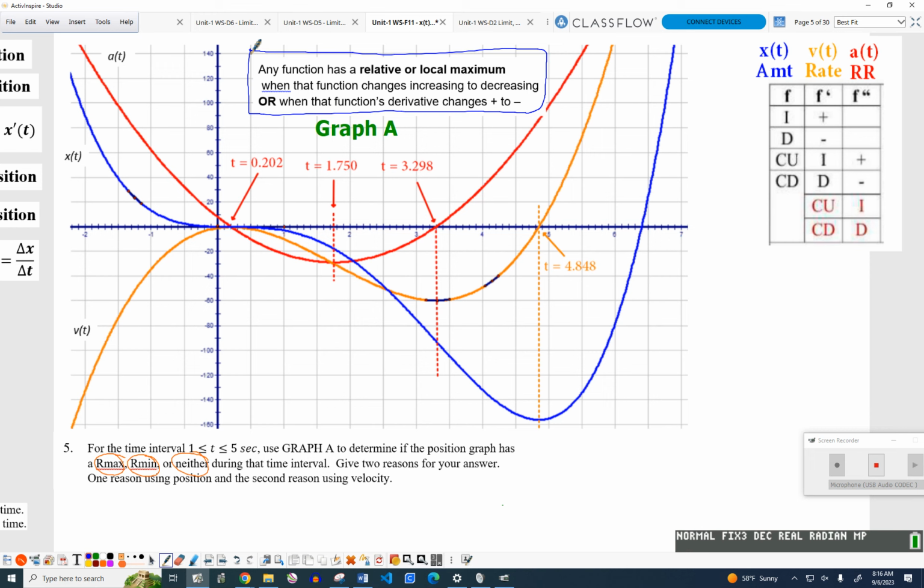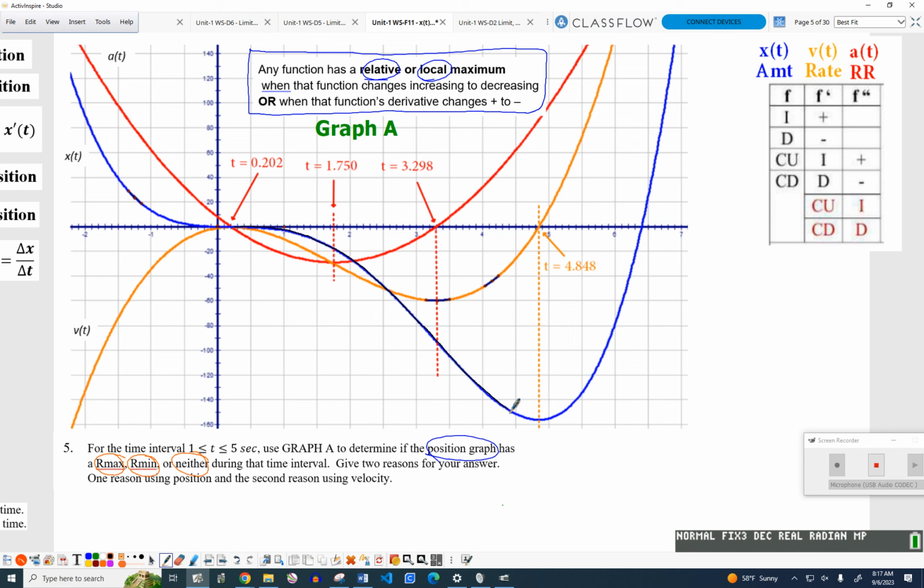It says any function has a relative or local max. They'll use both words. They won't use them in the same question. Just one time they'll use local, some other time they'll use relative, but you have to recognize both. When that same function changes from increase to decrease. So let's look at position, because we're looking to see if the position graph ever has a relative max or relative min. So if I follow position, I'm looking to see if, as I go along the position graph dot by dot, from one dot to the next, I ever change from increasing to decreasing, or from decreasing to increasing.